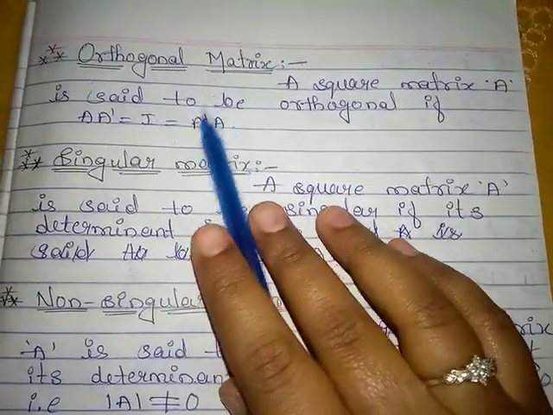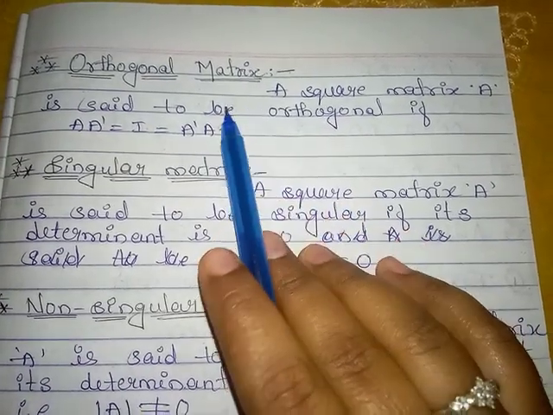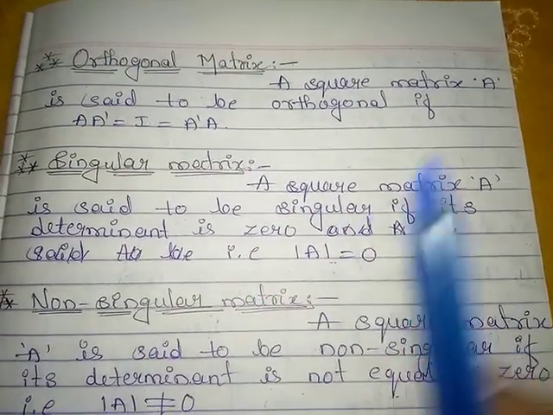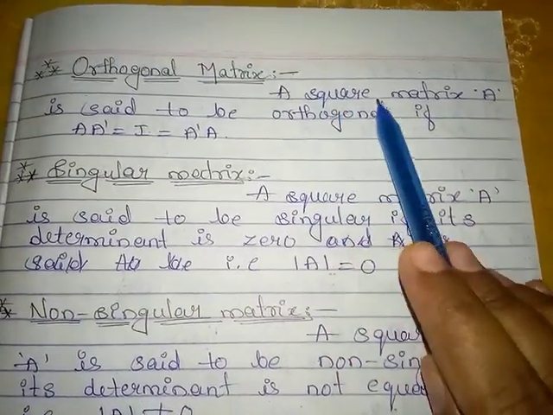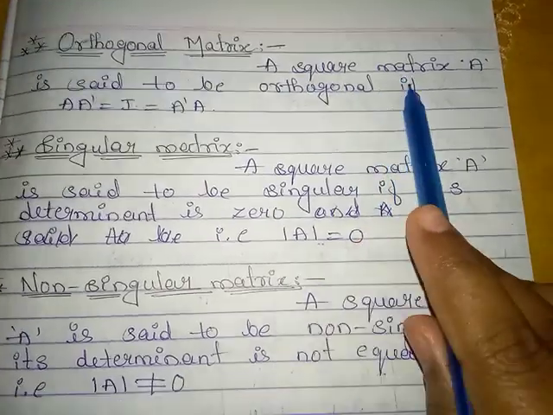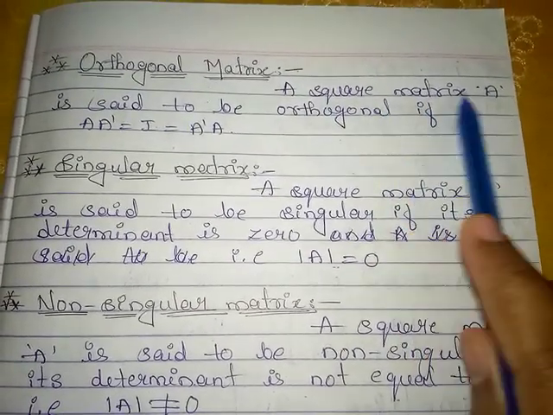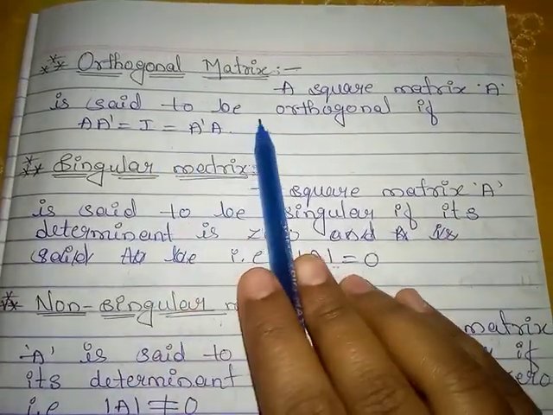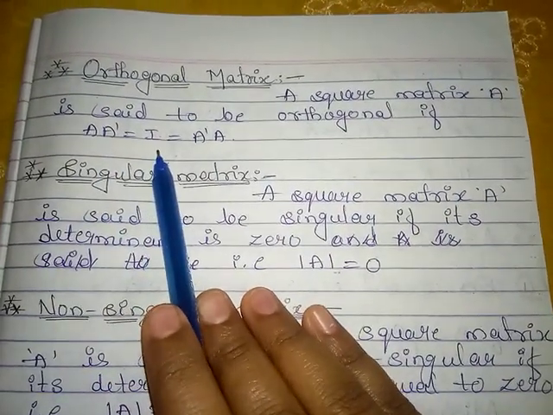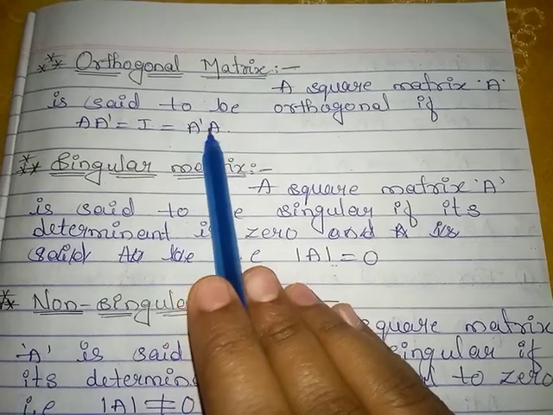First one is orthogonal matrices. What is meant by an orthogonal matrix? When we say the matrix is an orthogonal matrix, it should be a square matrix. A square matrix A is said to be orthogonal if A A' is equal to I, which is equal to A' A.